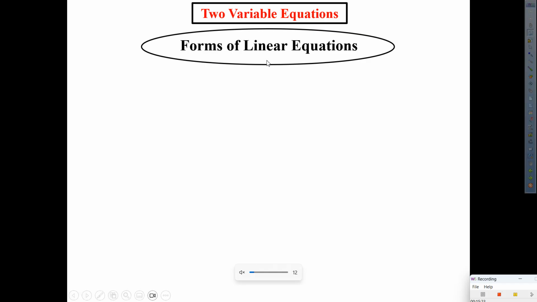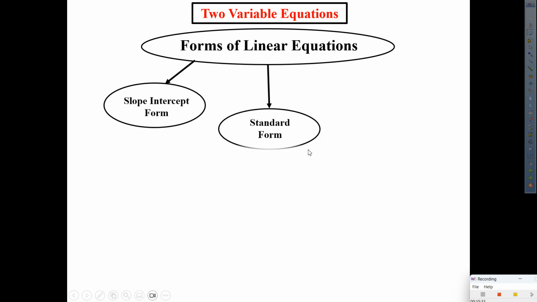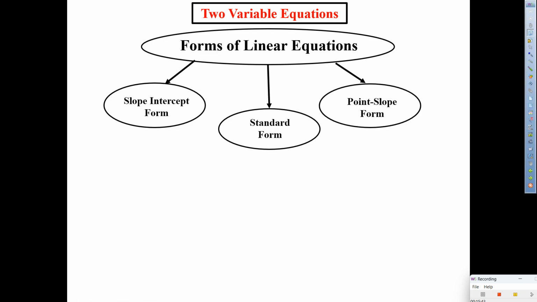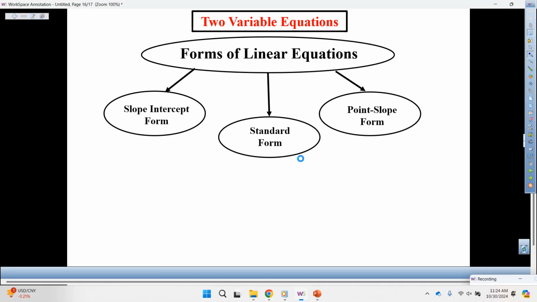We're going to be looking at forms of linear equations. The first form that we're going to focus on today is known as slope-intercept form. We're also going to cover standard form, once again for linear equations, and the third form, known as point-slope. I'm going to give you the first two just so that you know what they look like. The first one, slope-intercept form, is y equals blank x blank.